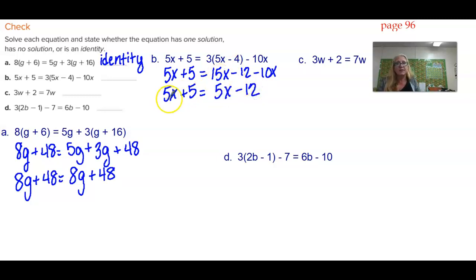Now you see what we have here. We have 5x on both sides, but on this side we're adding 5, and on this side we're subtracting 12. There's no value of x that will make this true. If you still don't believe me, go ahead and subtract 5x from both sides, and you get a false statement. 5 equals negative 12. Because that's a false statement, this has no solution.